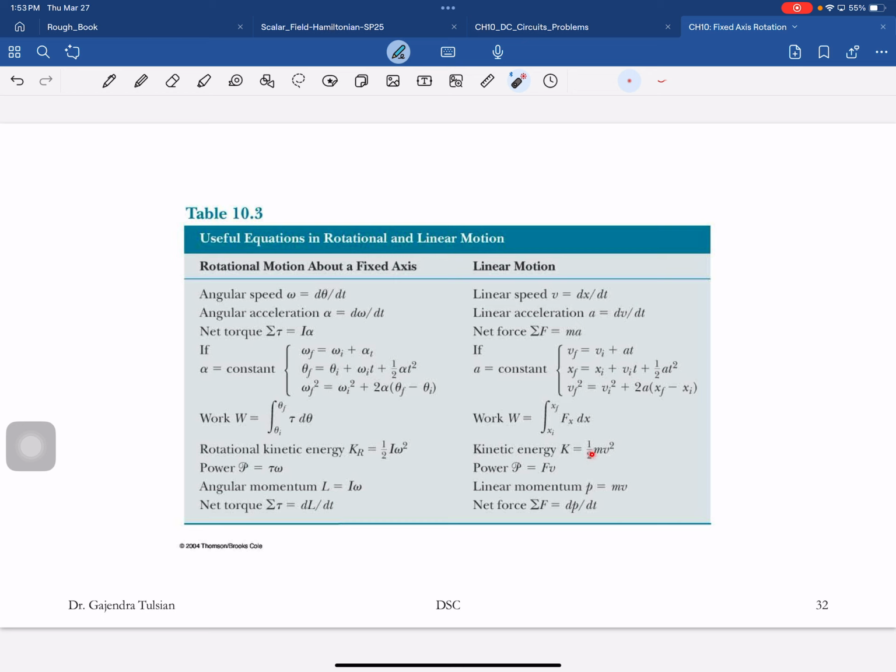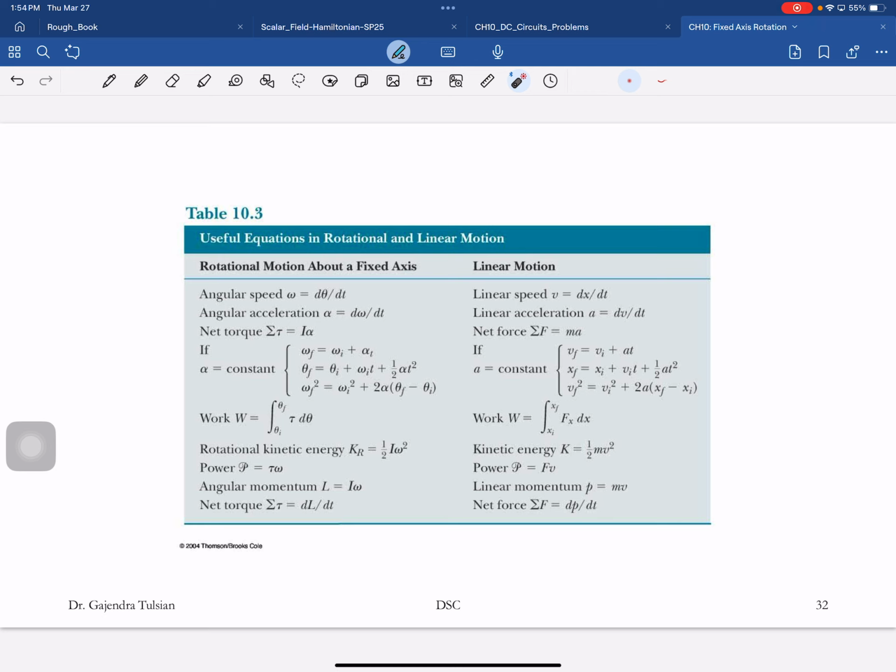This is linear kinetic energy, rotational kinetic energy. Mass got replaced by I, v got replaced by omega. Okay. Power is tau times omega, that's the rate at which you're doing work, and power for linear motion was force times the velocity of the object.